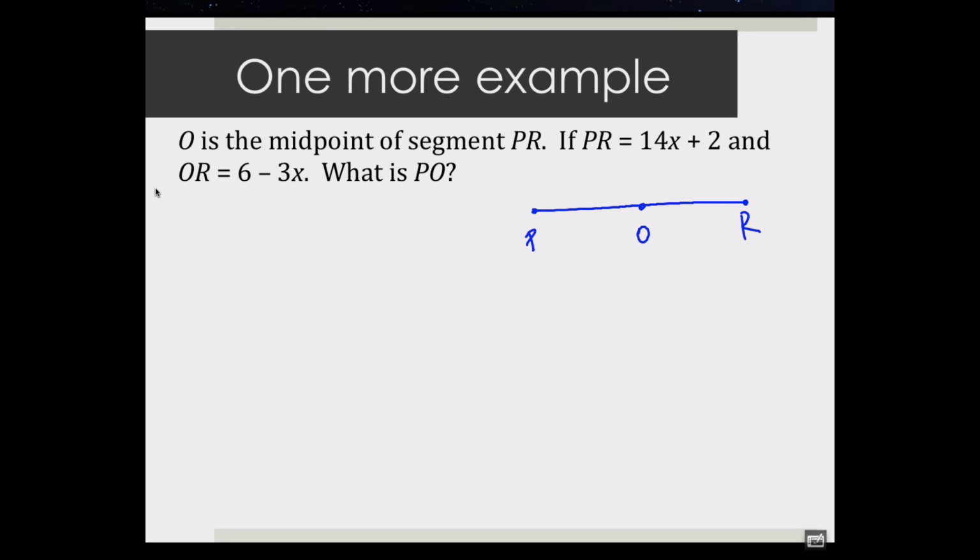Is it safe to assume you all have a sketch? Does anybody have an equation yet? Hold on. How long is PO? Six. Tell me your name again. Emily. Emily, what do you got? 6 minus 3x. Why? Because it's the midpoint, so it's the same on each side. Awesome. Yeah, that's tricky.